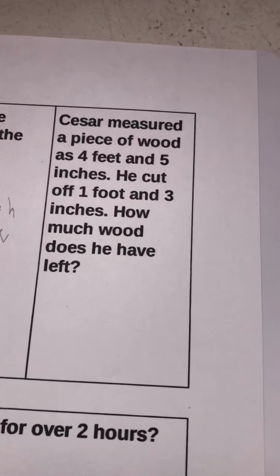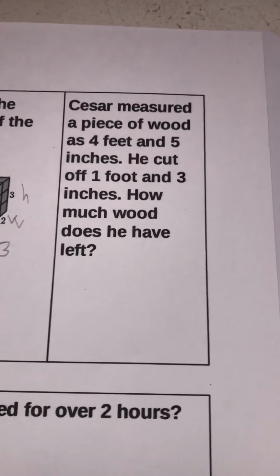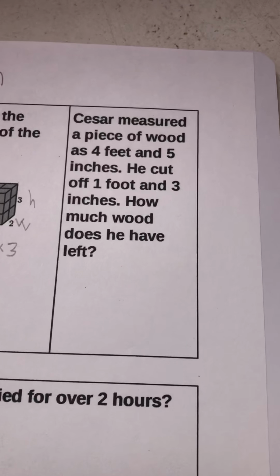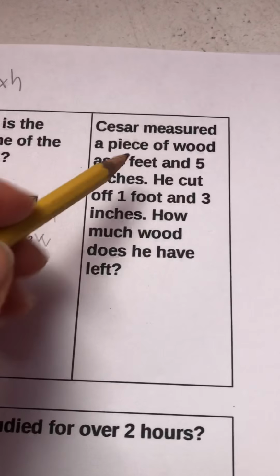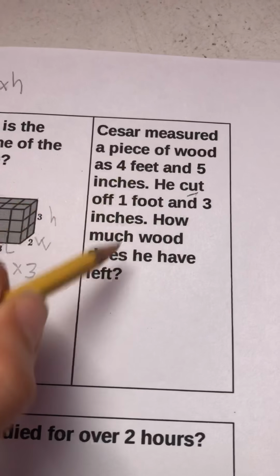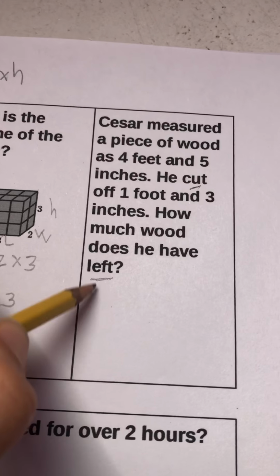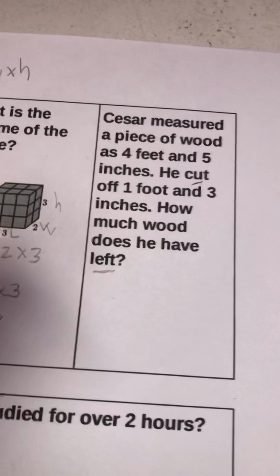Next one. Caesar measured a piece of wood as 4 feet and 5 inches. He cut off 1 foot and 3 inches. How much wood does he have left? Okay, so a couple words. I know that he cut some things off and asked how much does he have left. So I'm assuming he has a piece of wood, he cut it off, so I'm subtracting.